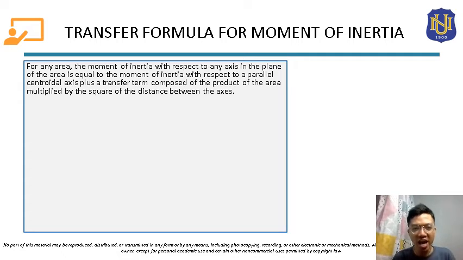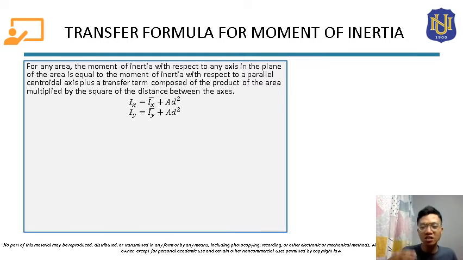So for any area, the moment of inertia with respect to any axis in the plane of the area is equal to the moment of inertia with respect to a parallel centroidal axis plus a transfer term composed of the product of the area multiplied by the square of the distance between the axes. So these are the formulas that we're going to use here for the transfer formula for moment of inertia. Let's say you know the x centroidal moment of inertia for that area. If you want to solve for the moment of inertia of that area with respect to any x-axis, this will be the formula.